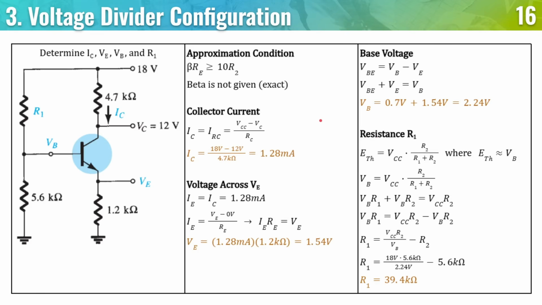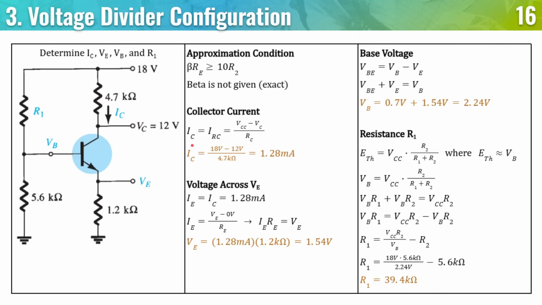We have another voltage divider configuration where we are to determine IC, VE, VB, and R1. So this is different because normally we're always given the R1 and we're also used to having the IC. Well, not always, but you get my point. So if we're missing the R1, we cannot really determine if it is approximate or exact. So if beta is not given, then assume that you are going to use the exact.